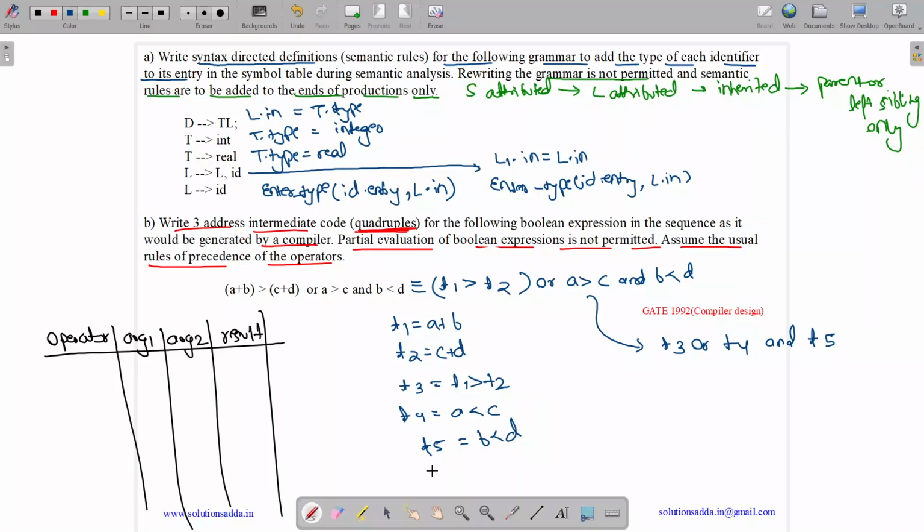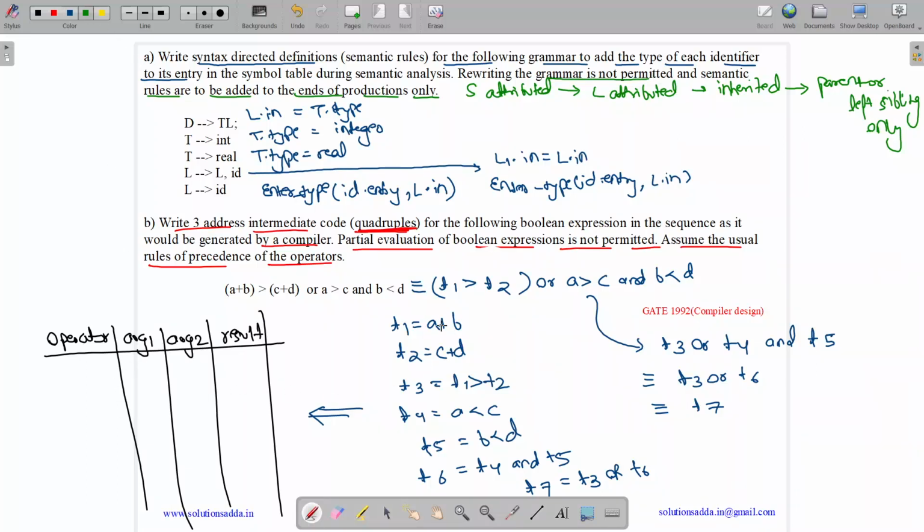Now we can have an expression for this. We can assume t6 equals t4 and t5. So it becomes equivalent to t3 or t6, which can be again stored in another variable t7. So t7 is t3 or t6. So this is our quadruple representation. Now let me write it in the form of a table.